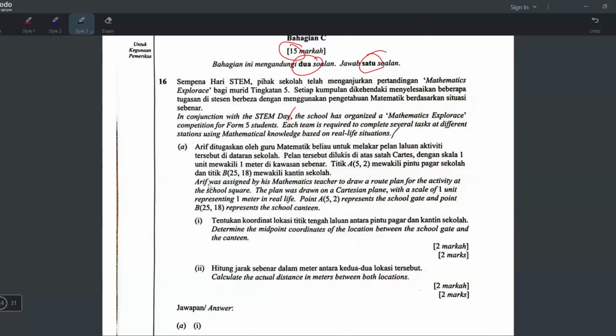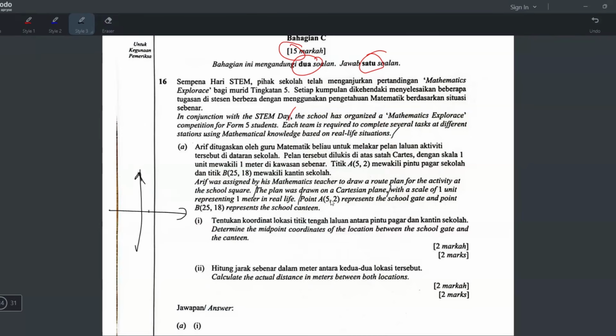Question A, Arif was assigned by his mathematics teacher to draw a route plan for the activity at the school square. What's school square? Dataran sekolah. So it's like a dataran. So he needs to draw a route plan. The plan was drawn on the Cartesian plane. Cartesian plane means the y-axis, x-axis. So this guy will draw the route plan on the Cartesian plane, with a scale of 1 unit representing 1 meter in real life. That means when he draws it on the Cartesian plane, 1 unit represents 1 meter.